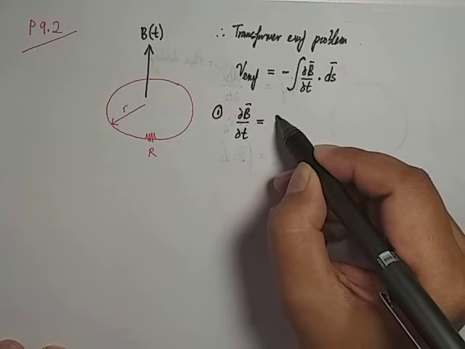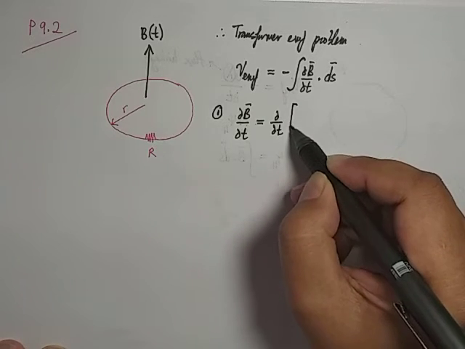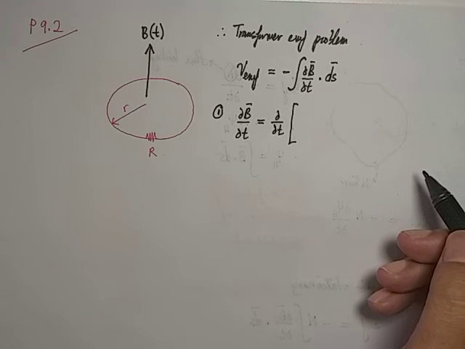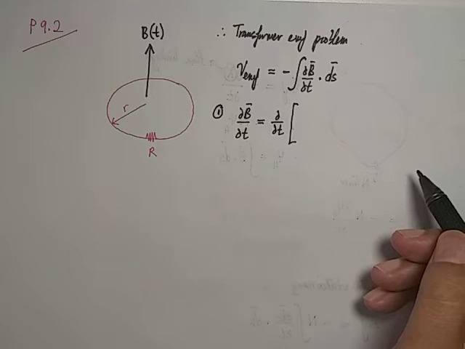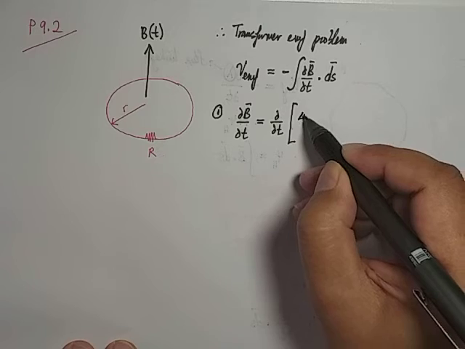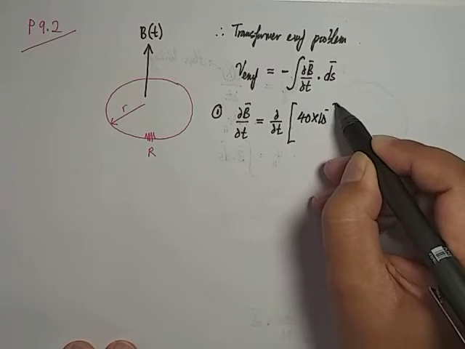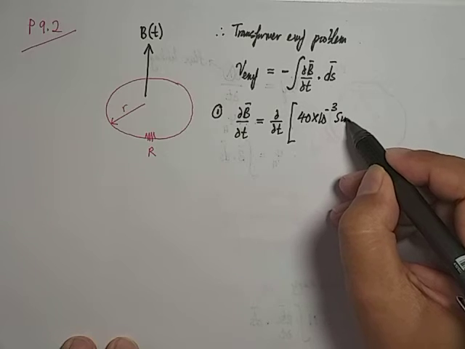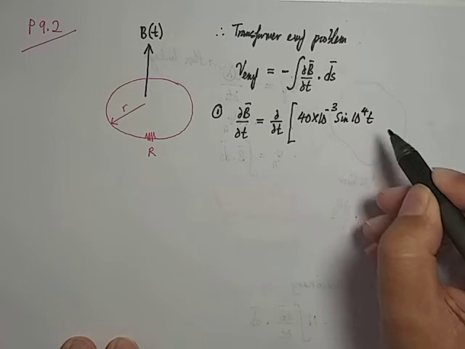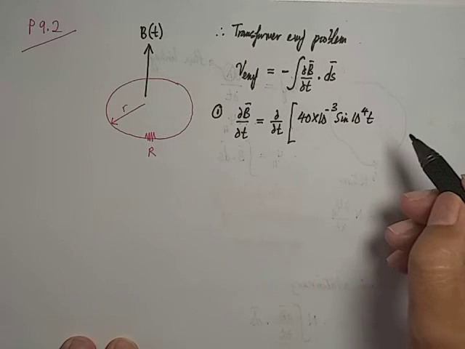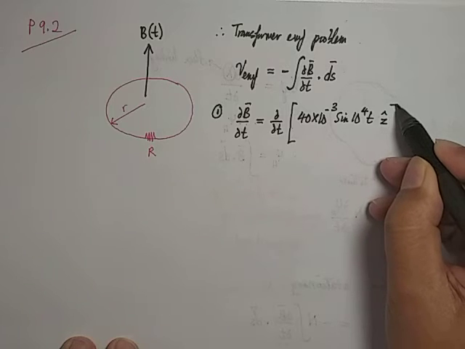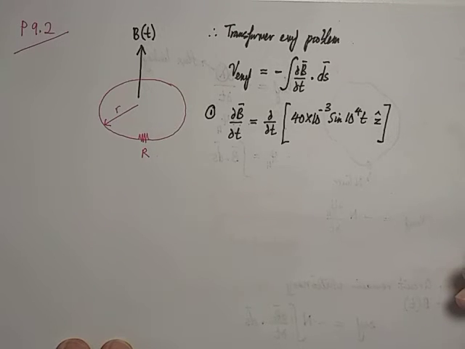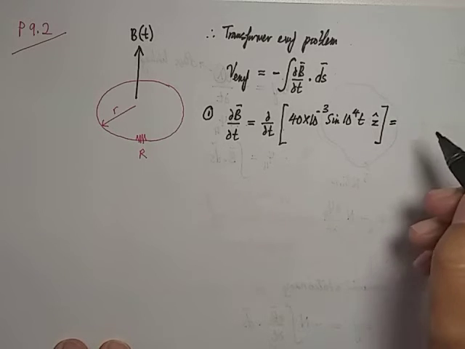So this is equal to d over dt of the B given in this problem, 40 sine 10^4 t. 40 times 10^-3, remember, because it's milliweber. And remember the direction of this particular B, because it's a vector, in the z direction. So that's what we have to differentiate. So what should be the solution after the differentiation? You're going to get 400.